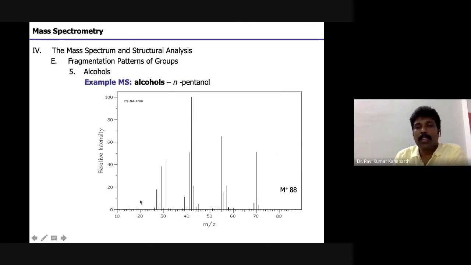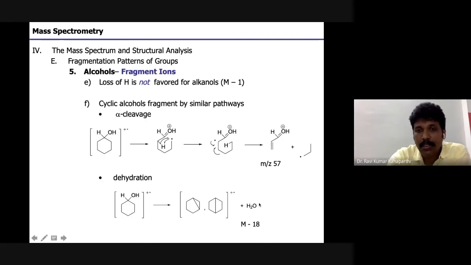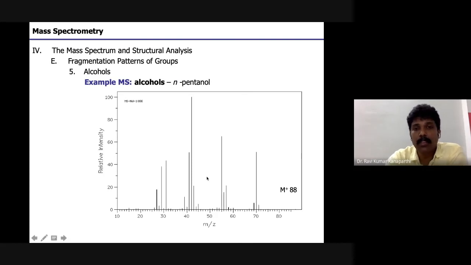This is an example of n-pentanol. So it is an acyclic alcohol. You can see that unlike the other cases, the molecular ion peak, you can't see. This is the first point I mentioned. Unlike the previous case, we can't find the molecular ion peak in the case of alcohols. There should be a peak at 88, but there is no peak at all. Then what else? We have a peak at 42, a peak at 55, and a peak at 70. These are the different peaks of n-pentanol.